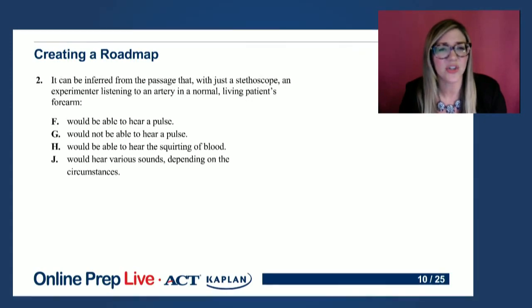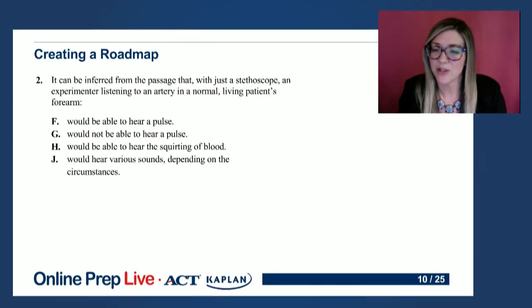What paragraph did it talk about listening to an artery? Where did you see it talking about listening to an artery? Yeah, I bet you guys are thinking here, well, the first paragraph introduced how I'm going to measure. The second paragraph gave me more detail on that measurement. Okay, so let's be careful here, right? It's easy to get caught up in our thinking, but we need to be careful and stick to what this is mentioning. So F says here, would be able to hear a pulse.